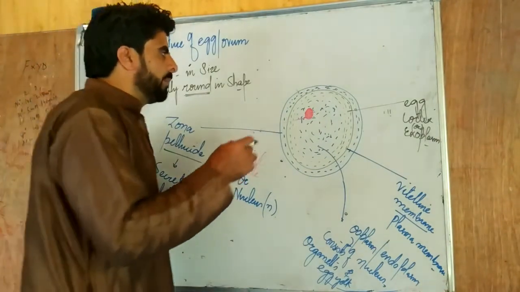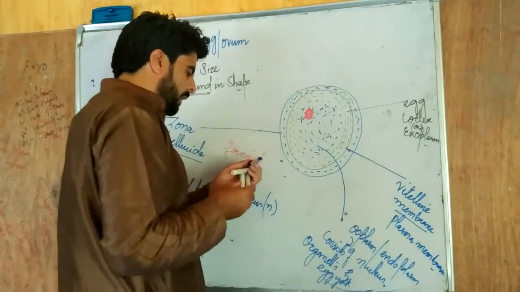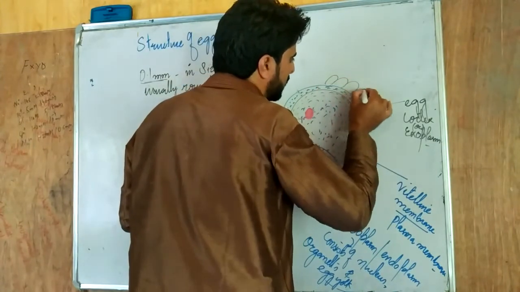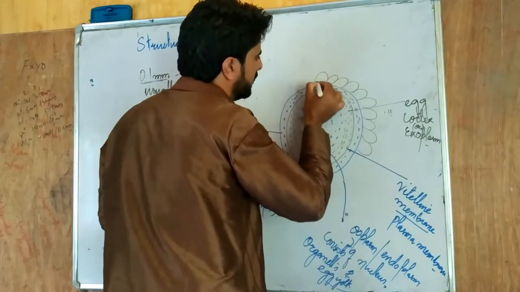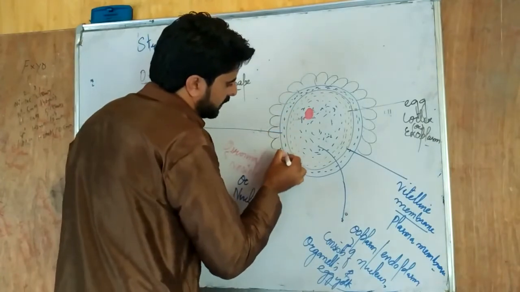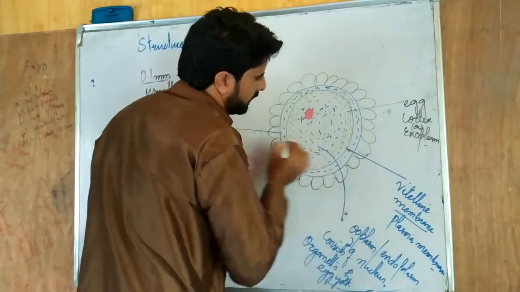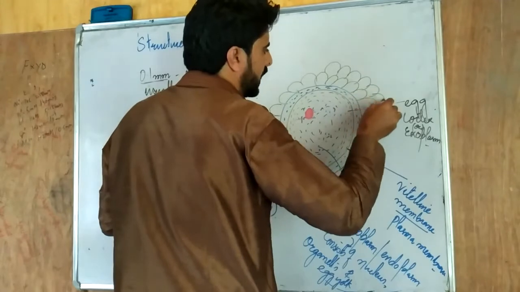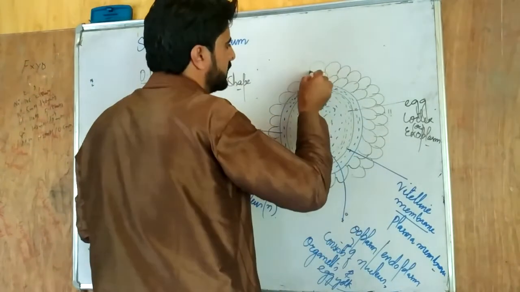Now we have one more layer located outer to the zona pellucida. That is actually the follicular cells which are surrounding it all around. See, these are the follicular cells. They can make many layers; I am making a few. This is also making a covering around it, a layer of cells.